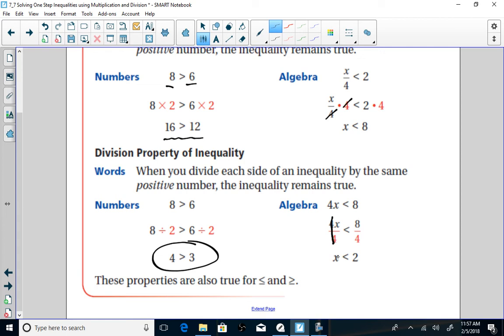I write 1x like that. 8 divided by 4 is 2. So we're saying any number that's less than 2 is going to make this inequality true. So let's try 1, because 1 is less than 2. Is 4 times 1 less than 8? Yes, it is. So we're going to be using these properties of inequality to find solutions.